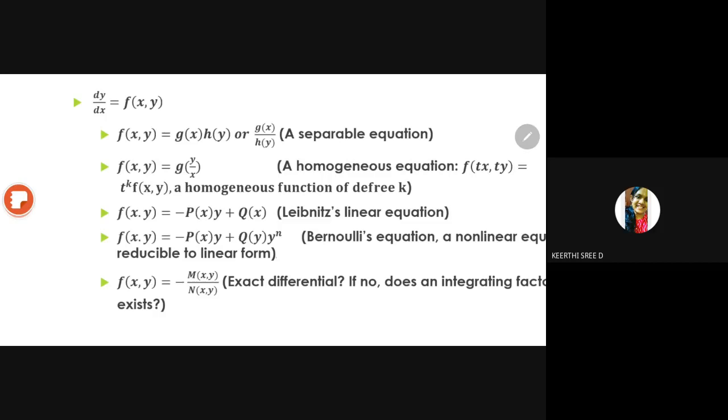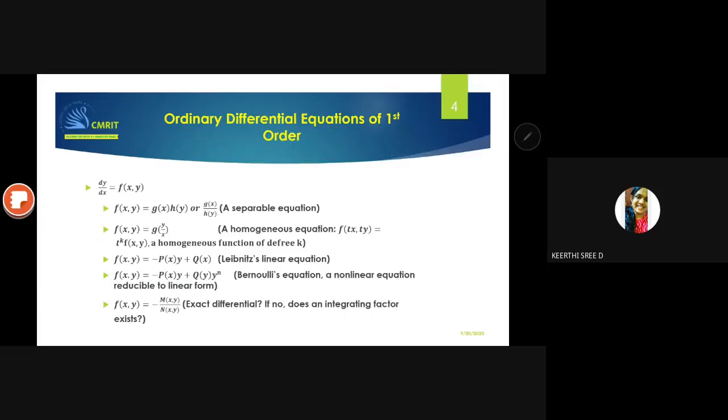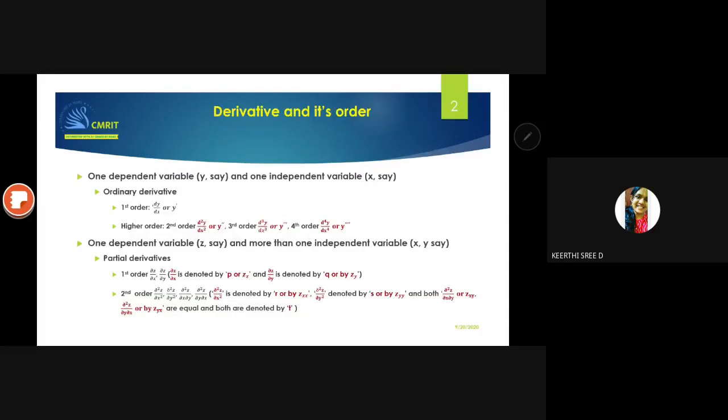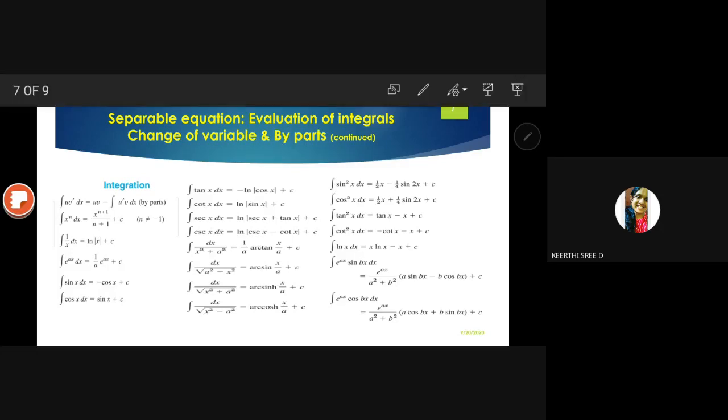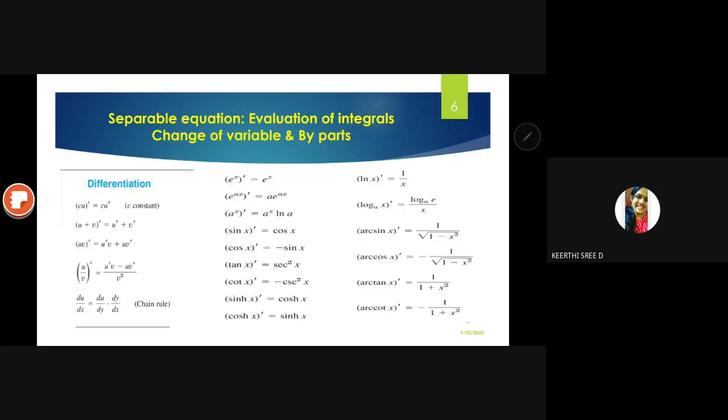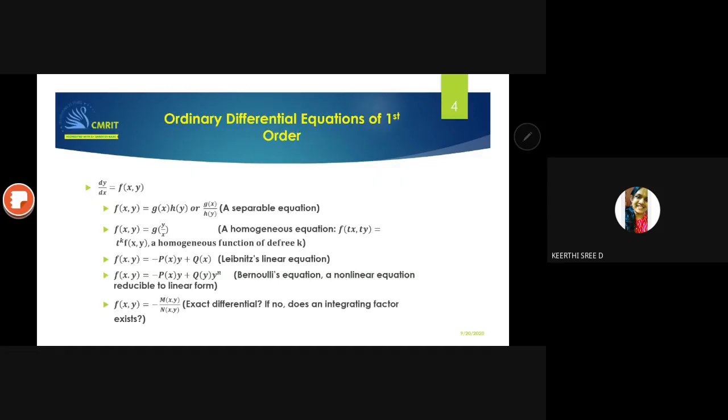Separable equation: when you are dealing with a separable equation, you need to look into this table. You have to remember the formulas, both differentiation formulas and integration formulas. You need to remember integration by parts in particular. All right. So we have the separable equation, the homogeneous equation, and non-homogeneous reducible to homogeneous. And then we talked about Bernoulli's equation and Leibniz equations, for which I have done a concept presentation.